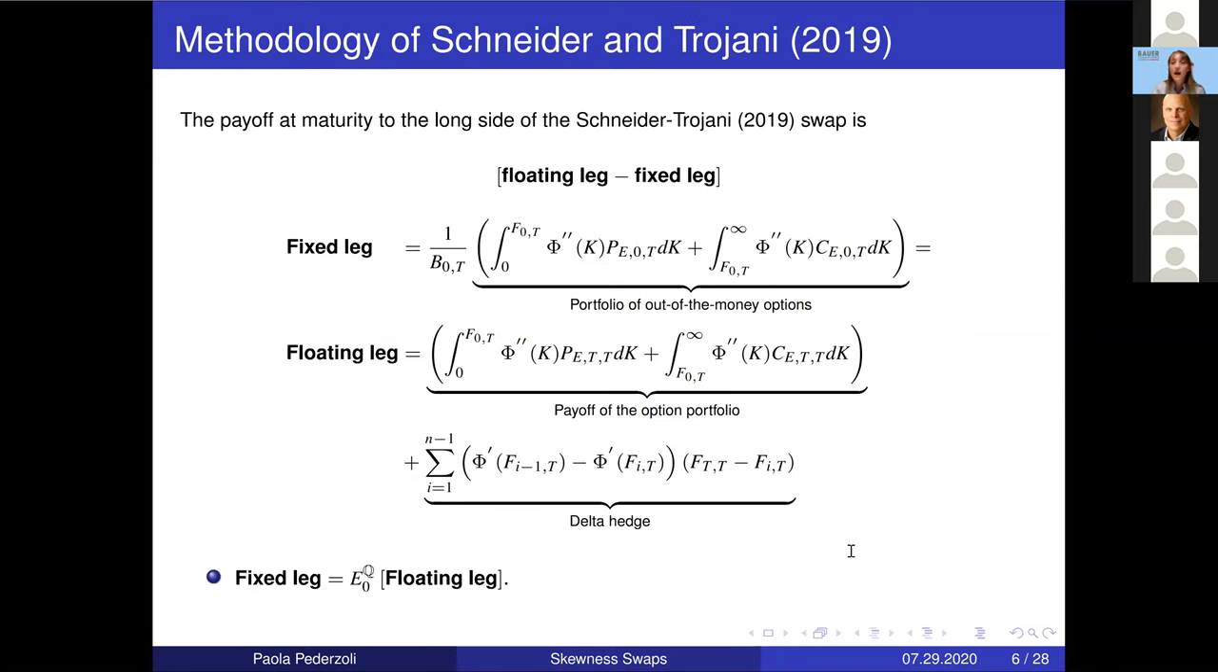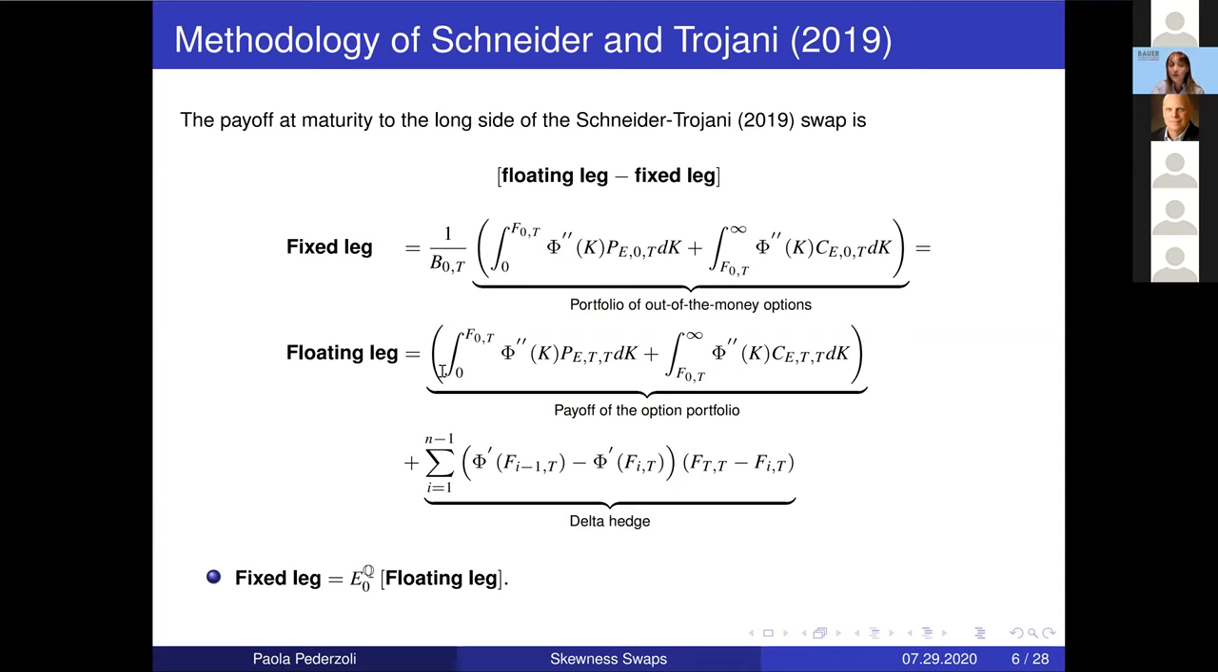So Schneider and Trojani have a new methodology in the Journal of Financial Econometrics in 2019, where basically they show how an investor can trade a generic swap strategy. So how is this swap structured? The long side of the swap, so the buyer, receives at maturity a floating leg and pays a fixed leg. The fixed leg is settled at the start of the swap, and is given by a portfolio of out-of-the-money options, where P are the put options and C are the call options. And phi is a function which basically gives me the weights that the options have in the portfolio.